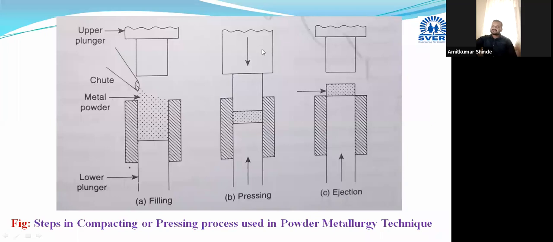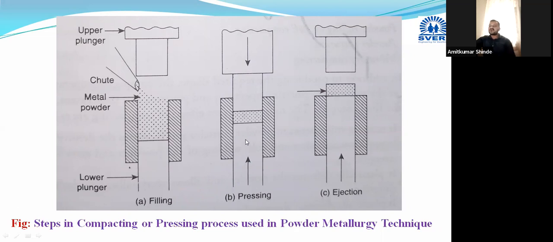In this pressing stage, whichever powder is filled here, with the help of any one punch, either the upper plunger or the lower plunger, we are going to apply the pressure. You can use the upper plunger for the application of pressure, or the upper plunger and lower plunger can be used simultaneously to do the pressing operation. In this way, sufficient pressing is done in this stage.